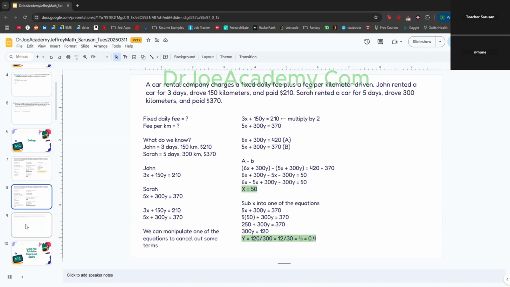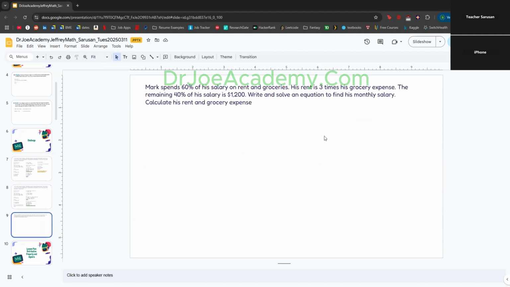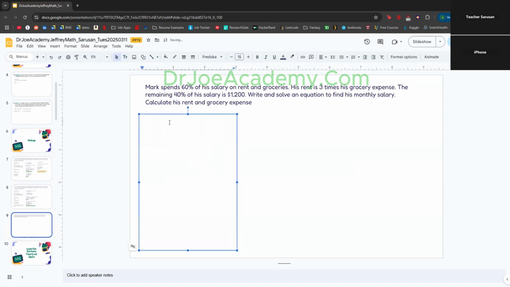Nope. All right, so let's take on another word problem here. This one's dealing with percentages. Mark spends 60% of his salary on rent and groceries. His rent is 3 times his grocery expense. The remaining 40% of his salary is $1,200. Write and solve an equation to find his monthly salary, and calculate his rent and grocery expense. So, a lot of information here. Let's write down what we know.